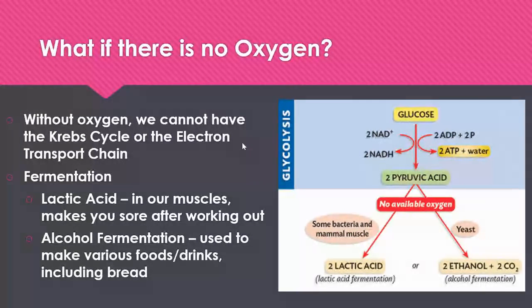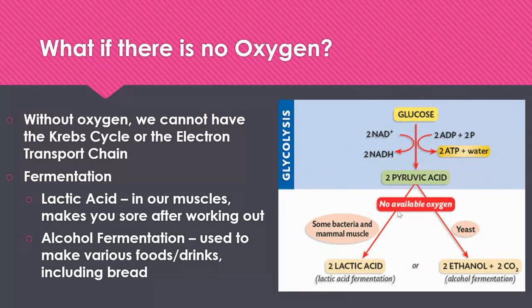So instead, we'll go through this thing called fermentation. So glycolysis can still occur. The glucose gets broken down into pyruvate or pyruvic acid, but we can't do the Krebs cycle. We can't do the electron transport chain. So if there's no oxygen, we would have fermentation.